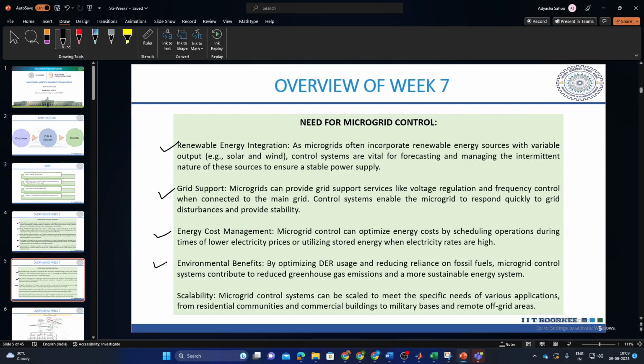Then environmental benefits, because microgrid control can help to integrate more renewables, which in turn will reflect in the growth of these green resources, and hence we'll have environmental benefits from here. Then of course we have scalability here, because as the number of applications increases, scalability can be increased here.